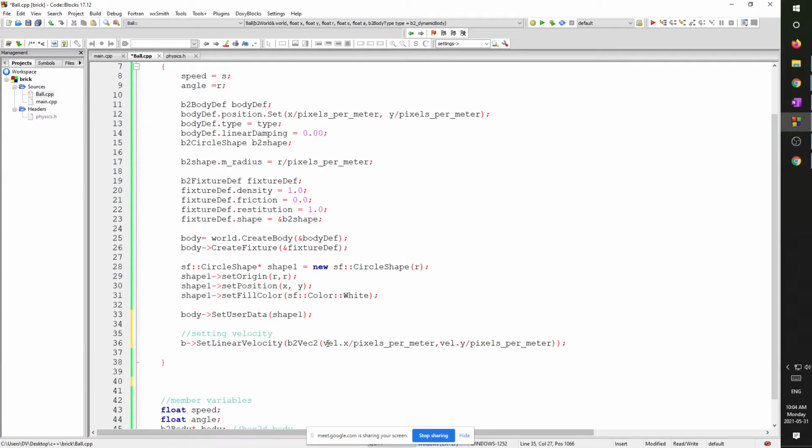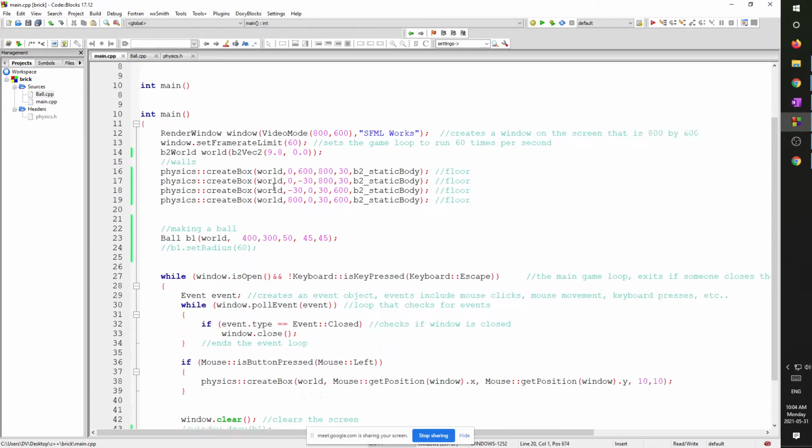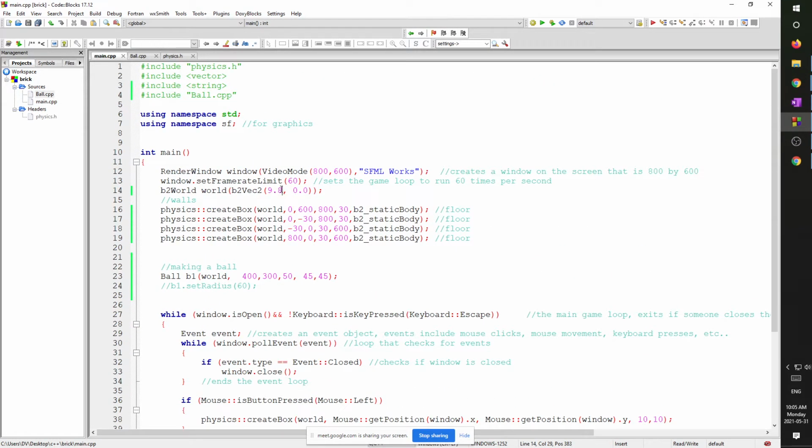So obviously we don't have this val_x word. Pixels per meter, we'll get rid of all of that for now. Okay. We just have to give it two numbers, an x and a y. Like if I say 10 and 10, and I get rid of gravity, it'll move on its own. It'll start moving.